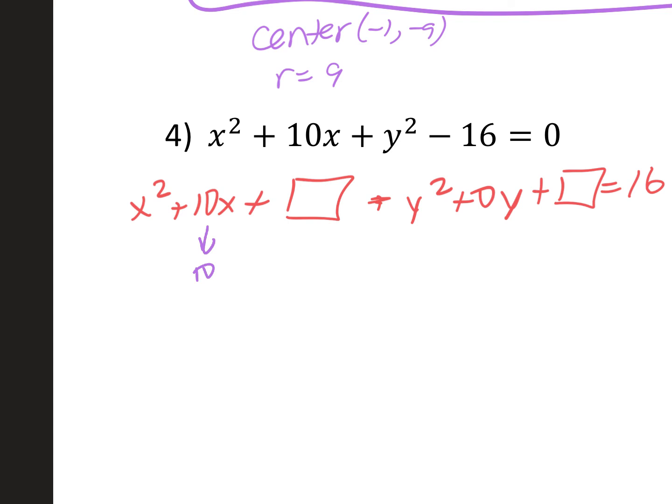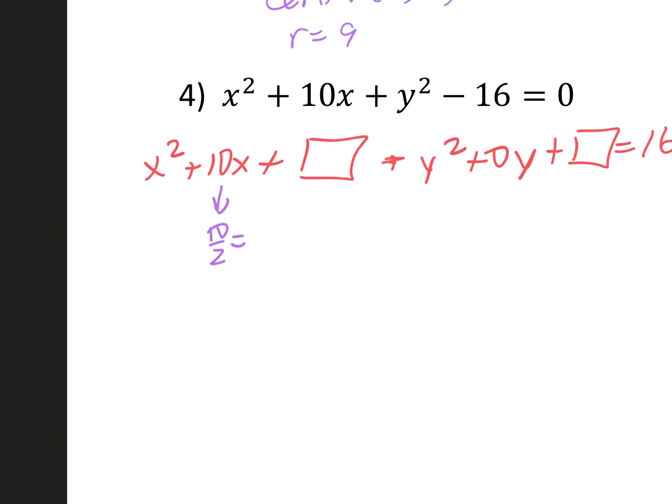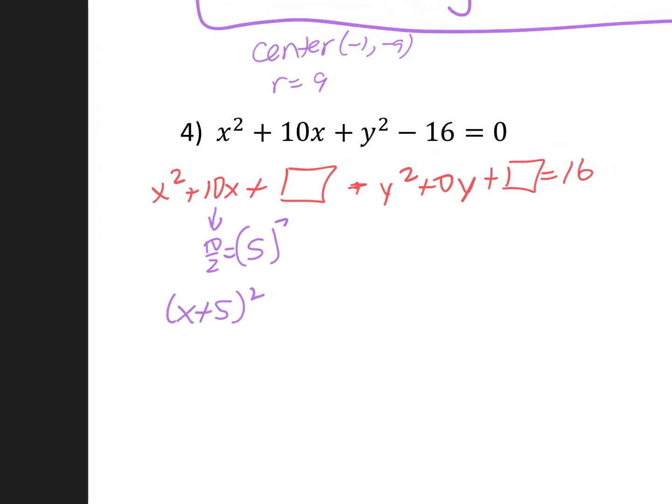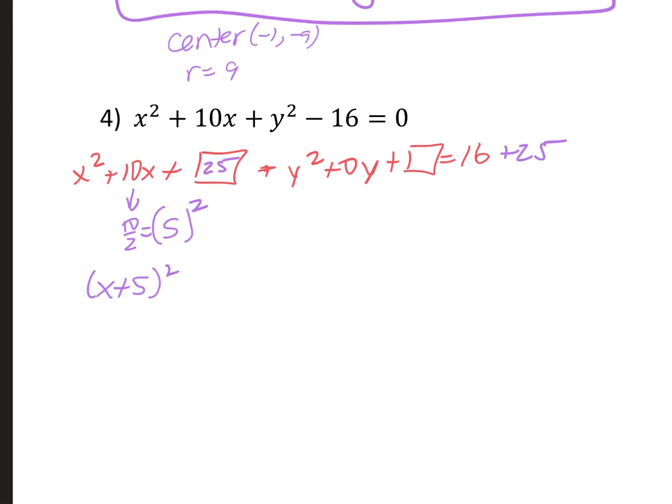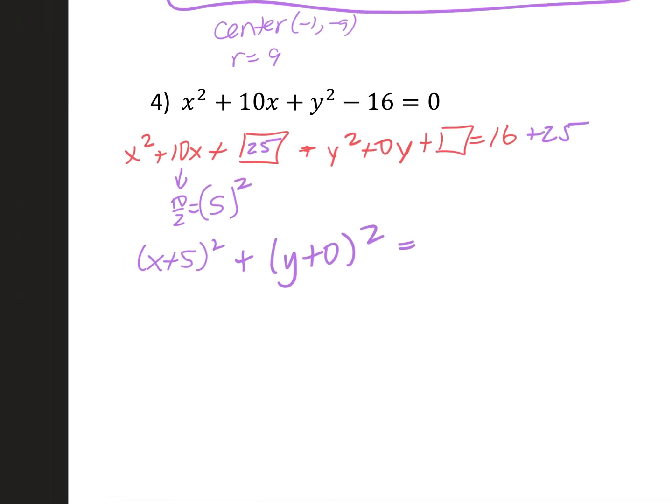I take my 10. 10 divided by 2 is 5. So my x parenthesis is x plus 5 squared. And then I'm going to square 5. That gives me 25. So if I add 25 to one side, then I add 25 to the other, correct? All right, what happens here? What happens when I take 0 and I get 0? And then I'm going to square it and I get 0. I can just put 0. I can, guys, if you want to, you can say y plus 0 squared equals, what's 16 and 25?